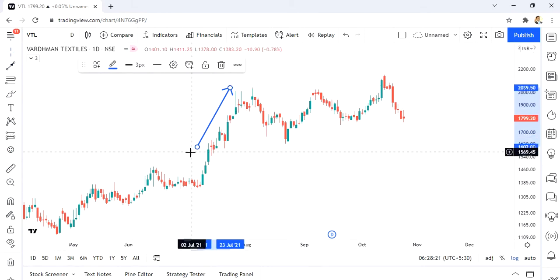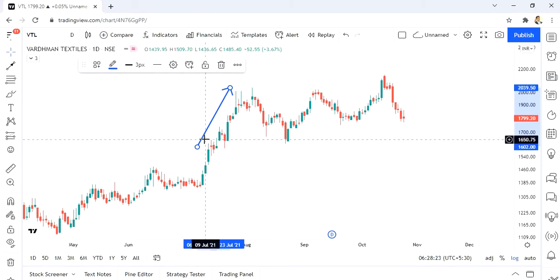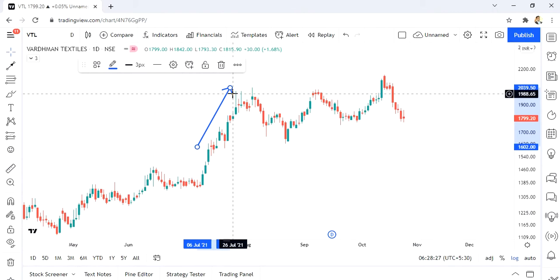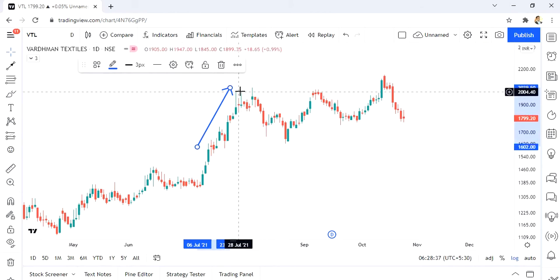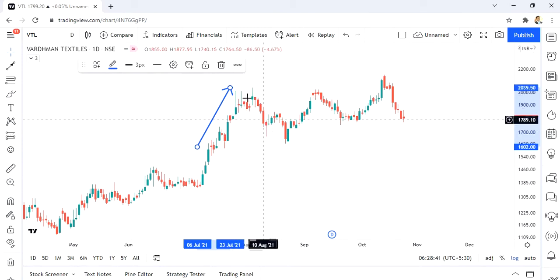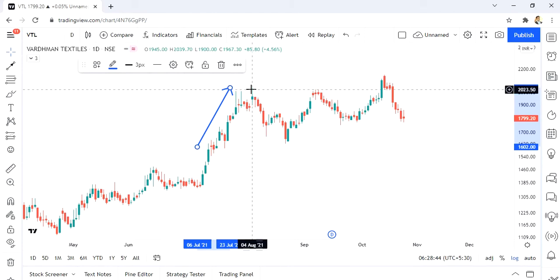Remember what I said about how to identify the resistance level. First, the price has to rise, reach a certain level, and make a U-turn from that particular level. This level marks an important level. This level makes a resistance level.